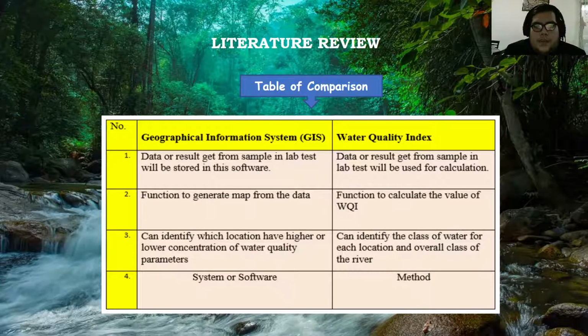The next comparison is that GIS can identify which locations have higher or lower concentrations of water quality parameters, while the WQI can identify the class of the river in each location or sample. And lastly, the main difference is that GIS is a software or system, while the water quality index is a method.